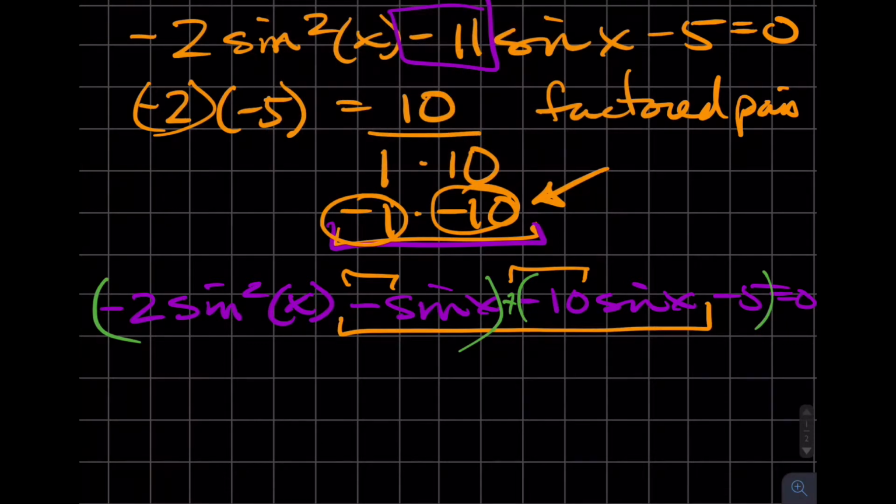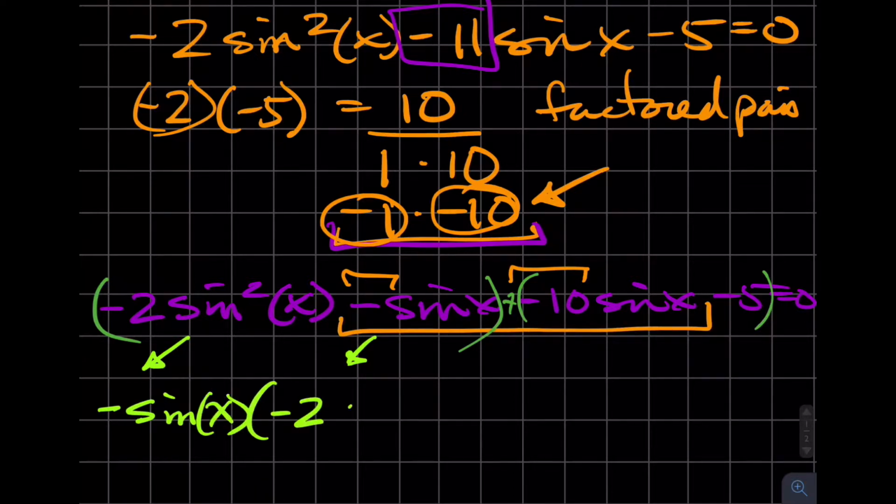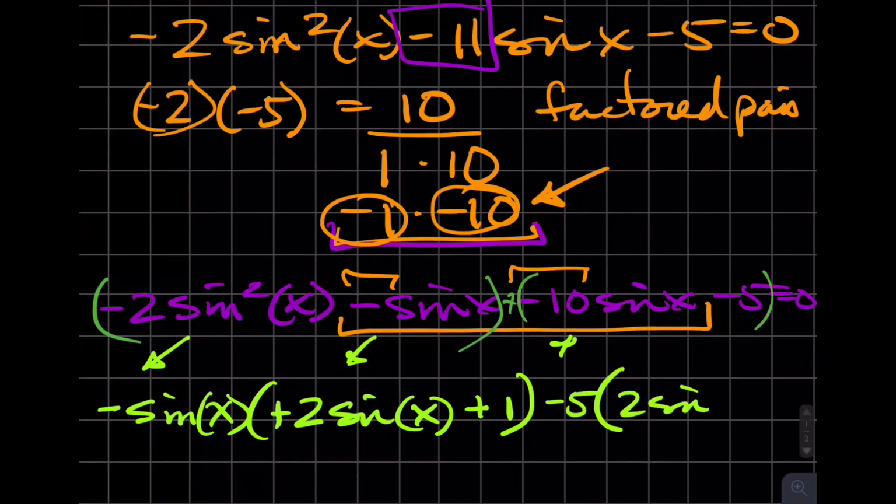And I'm going to factor. The greatest common factor from these two terms is negative sine x. That leaves me with negative sine x times 2 sine x plus 1, since I factored out the negative. And then I'm going to factor a negative 5 from here, so I have negative 5 times 2 sine x plus 1, equals 0.